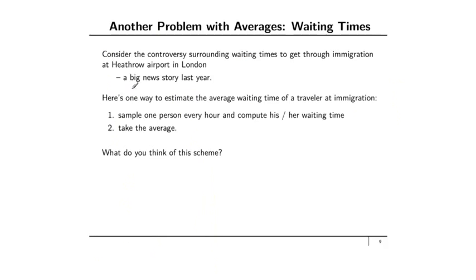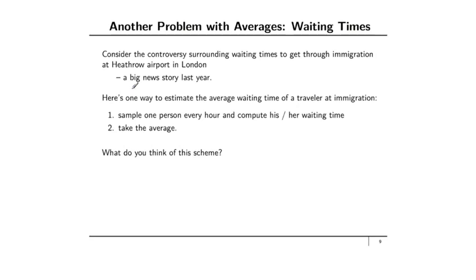And here's another problem that has been very topical recently. It concerns the controversy surrounding waiting times to get through immigration at Heathrow Airport in London. This was the big news story last year when many people were entering Heathrow Airport and had to wait a very long time to get through immigration. So a lot of newspapers were writing about this problem at the time. It was definitely a source of controversy in Britain. And so people were interested in estimating the average waiting time of travellers at immigration at Heathrow Airport.